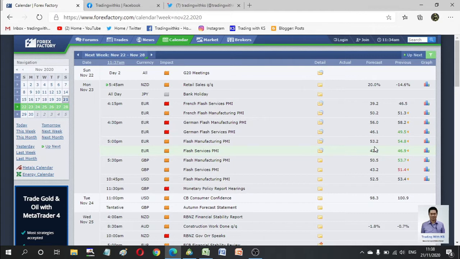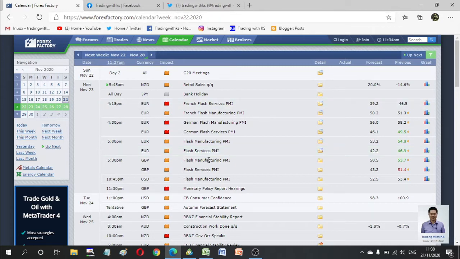Hopefully, if the result is better than what is forecast, there will be a bullish sentiment for the euro. But if it goes even lower, if the expected is lower and the actual result goes even lower, then there is a very bad sentiment for the euro.